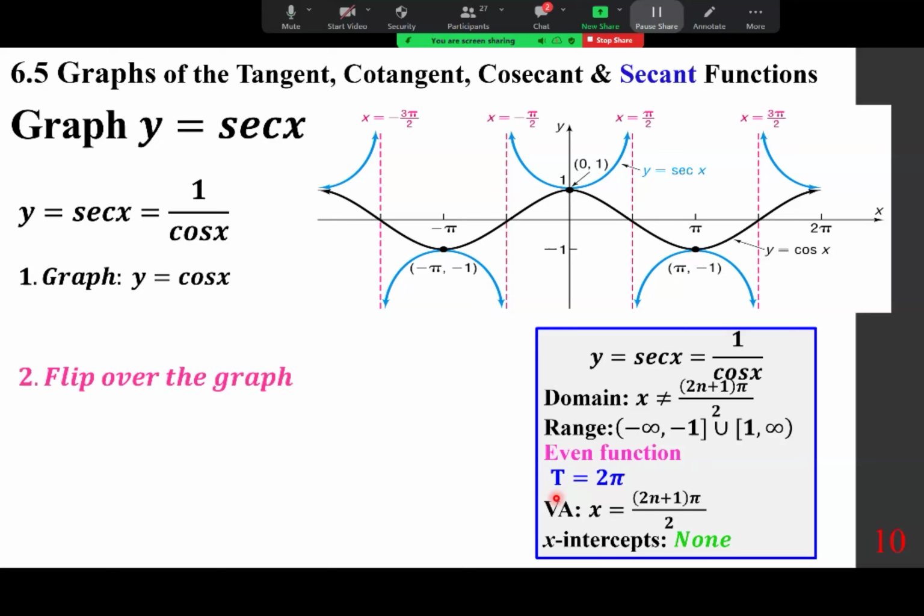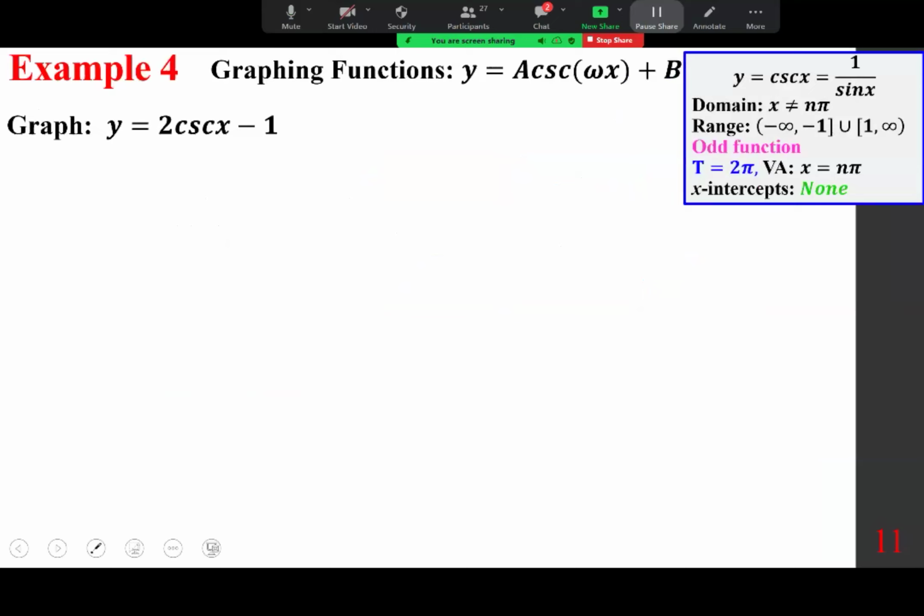Okay, let's look at an example. Y equals 2 cosecant x minus 1. And we write the basic one, y equals cosecant x or 1 over sine x. Domain, x can't be n pi. Range is from -infinity to -1 union 1 to infinity. It's an odd function. T is 2 pi, VA x equals n pi, and there's no x-intercept.